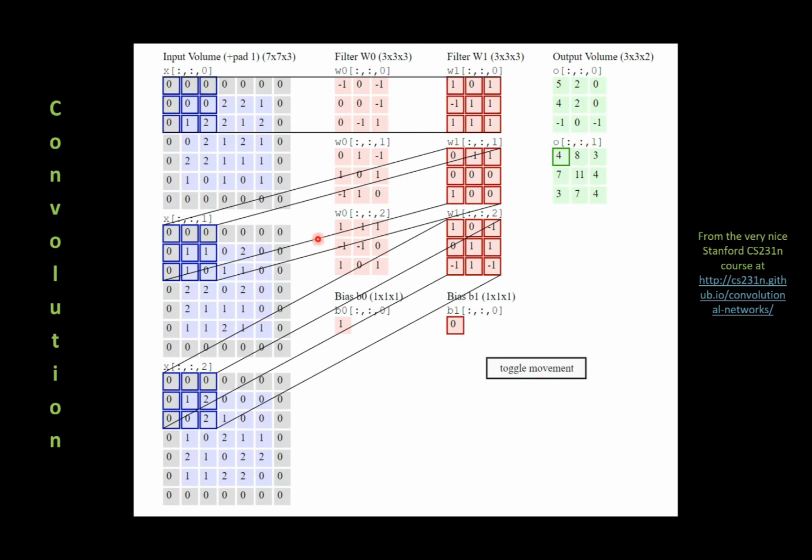So this might be RGB channels coming in, for example. Maybe in the output layers, these filters are learning to recognize edges. Maybe this one recognizes vertical edges, and this one recognizes horizontal edges, for example. So that's the kind of setup we might have here.